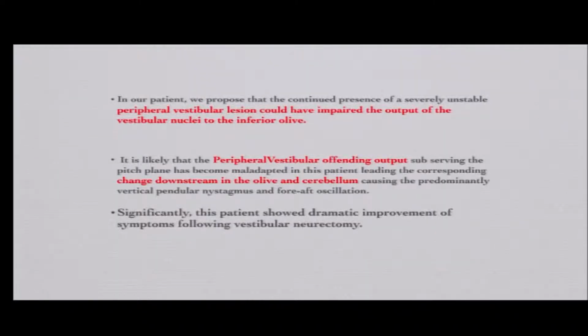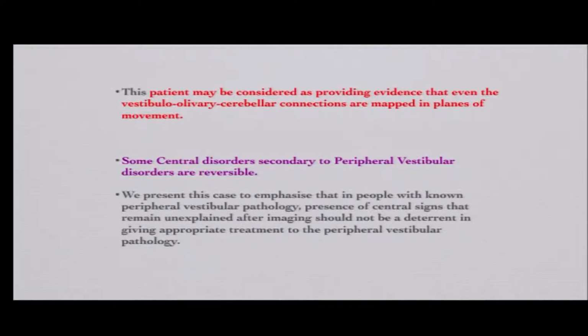In the last slide, we propose that the continued presence of a severely unstable peripheral vestibular lesion could have impaired the output of the vestibular nucleus to the inferior olivary nucleus. It is likely that the peripheral vestibular output subserving the pitch plane has become maladapted in this patient, leading to corresponding change downstream in the olive and the cerebellum. Significantly, this patient showed dramatic improvement of symptoms following vestibular neurotomy. Thank you. And one more thing, even the vestibular olivary cerebellar connections are mapped in the planes of movement. All the things are mapped.